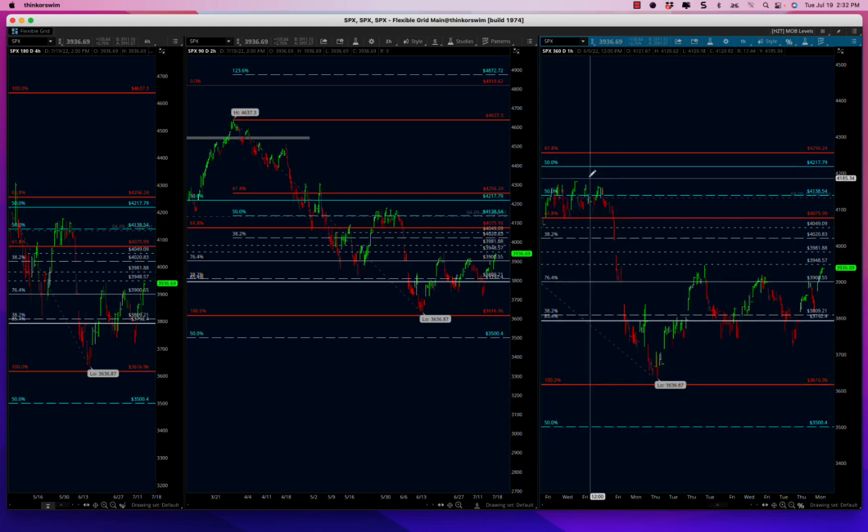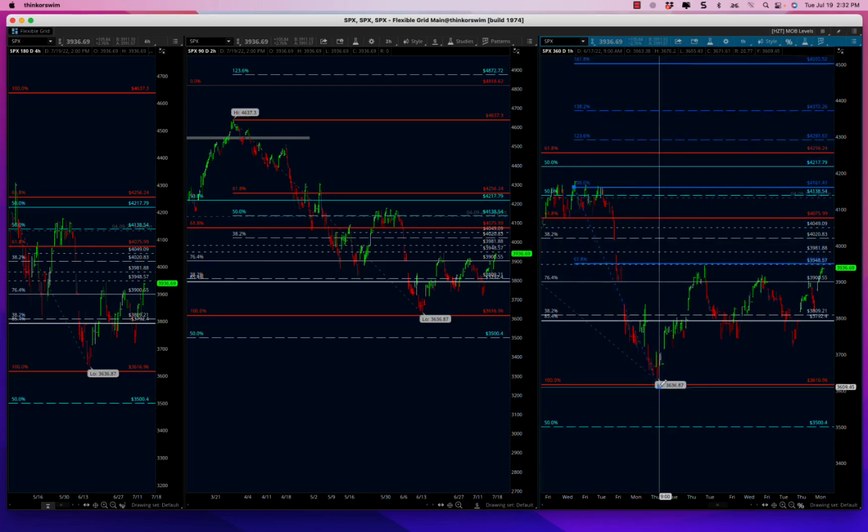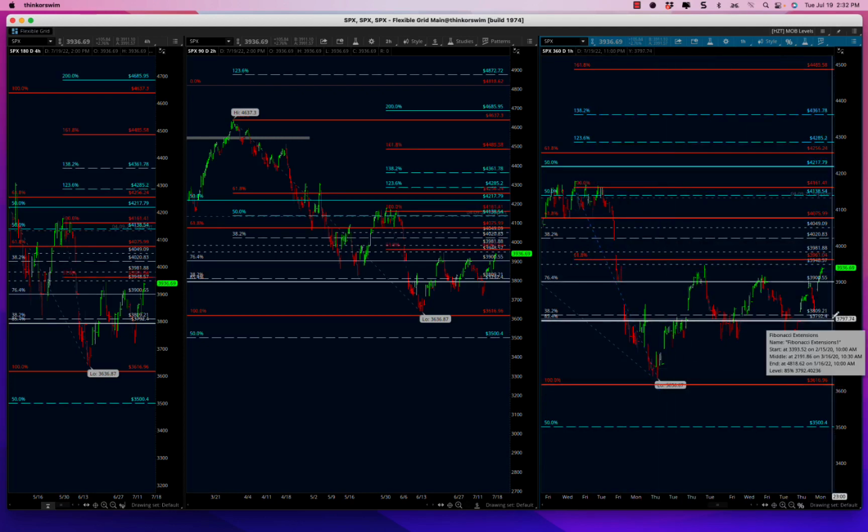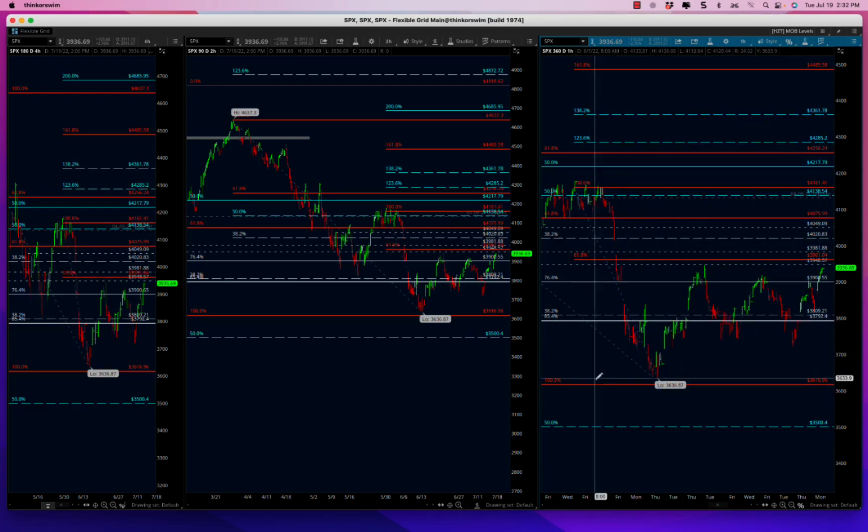So if I say, okay, here's the high from this congestion zone, high, to low, what do I get? See, anybody see anything interesting?